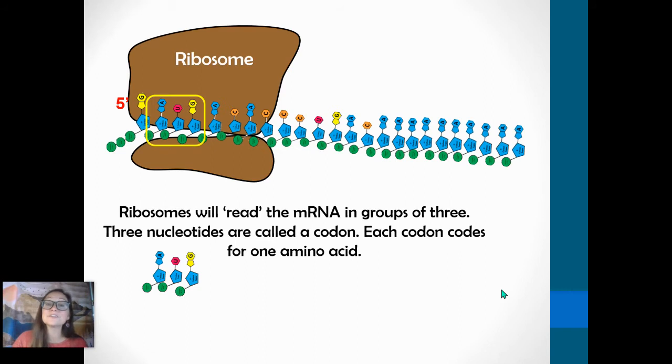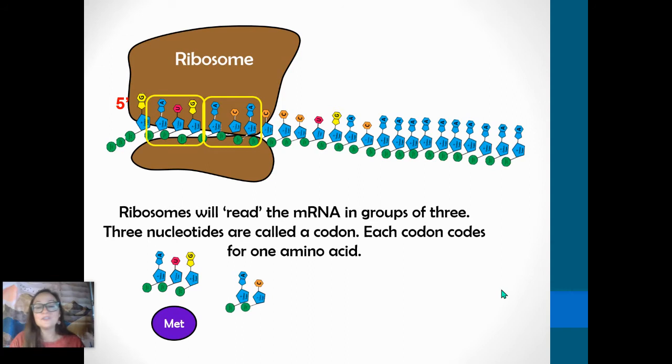So here, our first start codon is AUG. And you can see that is 3 nucleotides. And these 3 nucleotides code for 1 amino acid. And in this case, it's methionine. Then the next codon we see is ACA. So a codon is made out of 3 nucleotides, 3 bases. ACA is the second one. And each codon codes for 1 amino acid.